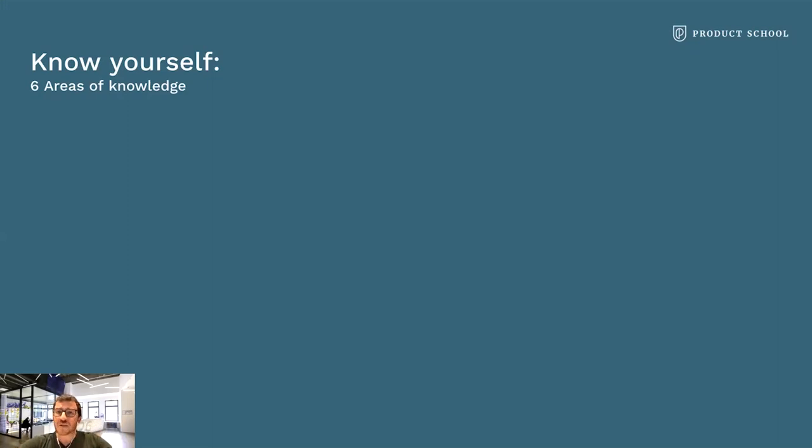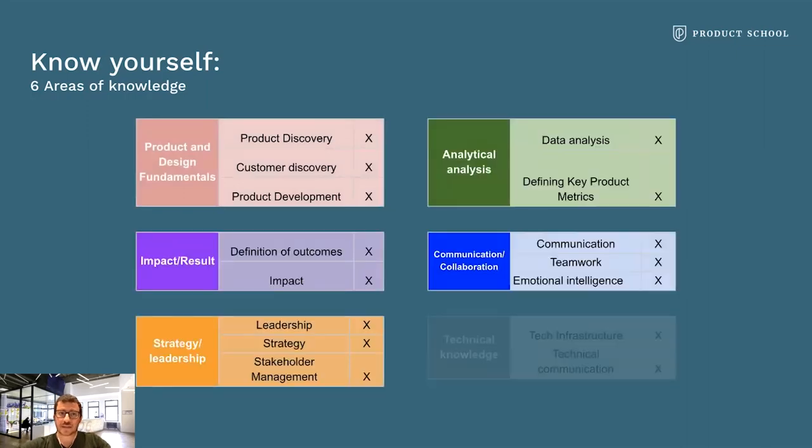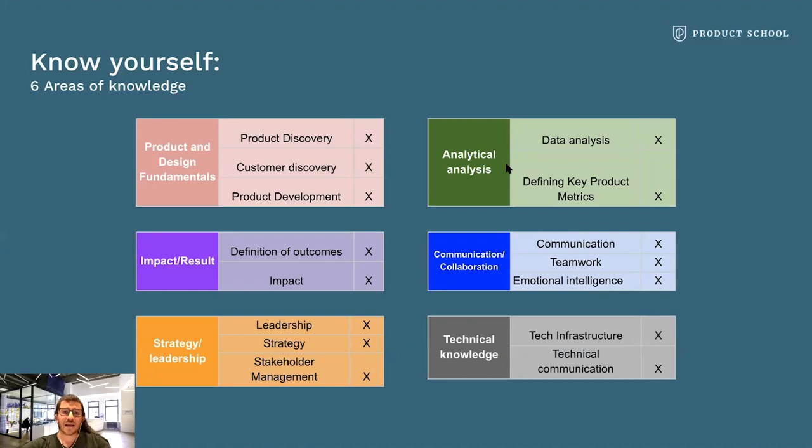So my tip here, try to look at your company, try to look at your area and create 5-6 areas of knowledge for yourself. So here I use an example for product areas. I created here 6 areas of knowledge: product and design fundamentals, impact and result, strategic and leadership, analytical analysis, communication, and technical knowledge. What is the next step? Try to create sub-items for each area you created. And now you could do a self-evaluation about what you learn, what you know, what you have right now for each sub-item. So this will help you to answer the question, your weakest and your strongest points when we talk about product area inside your context, inside your company, okay?